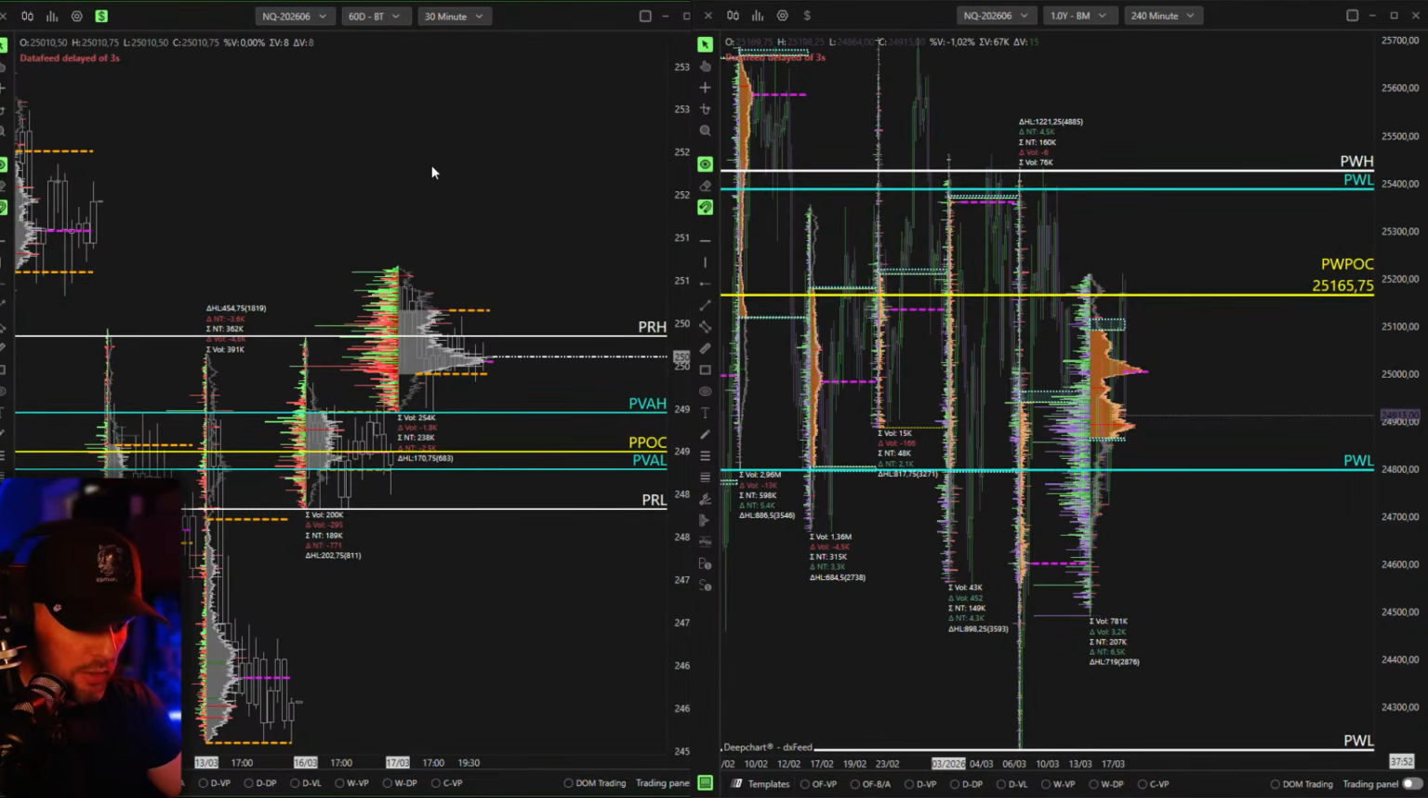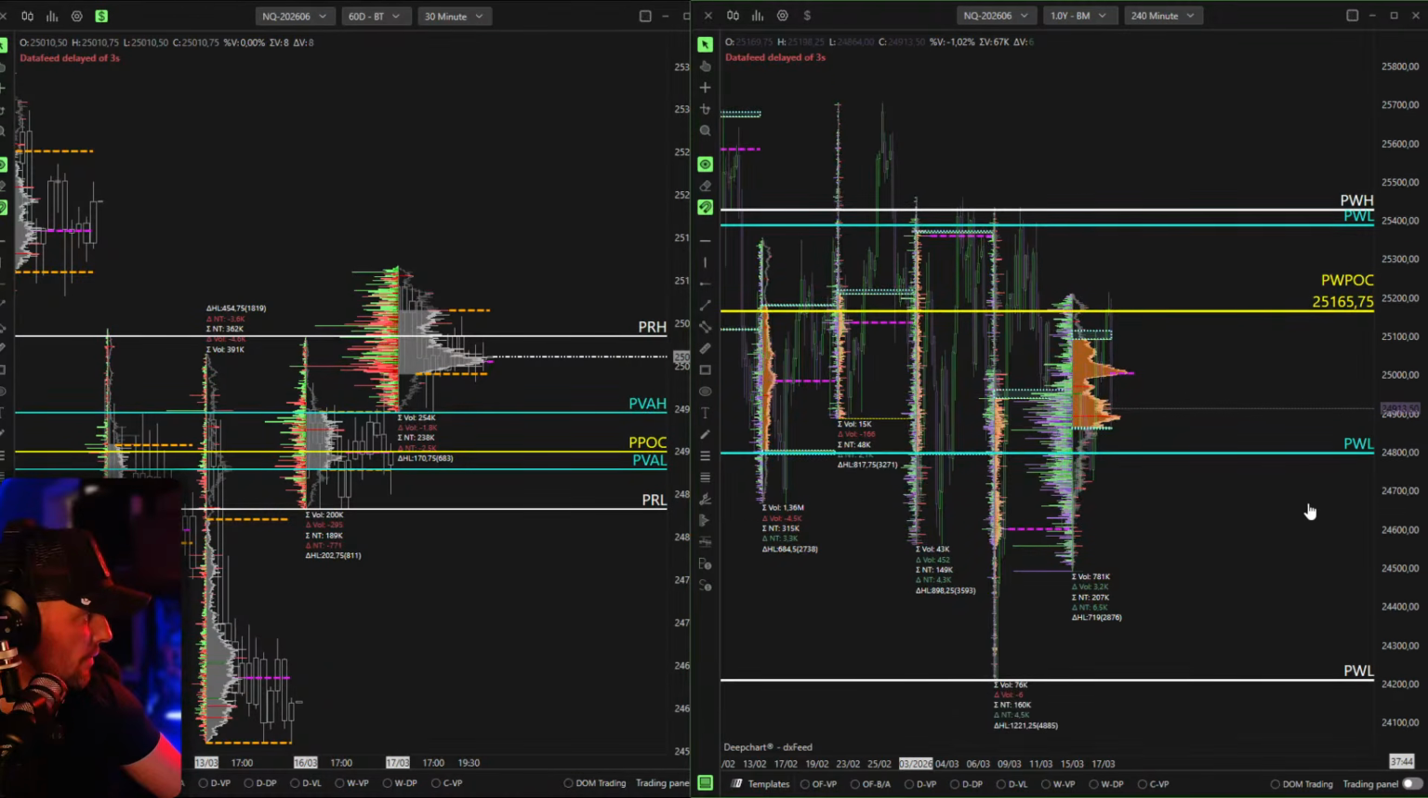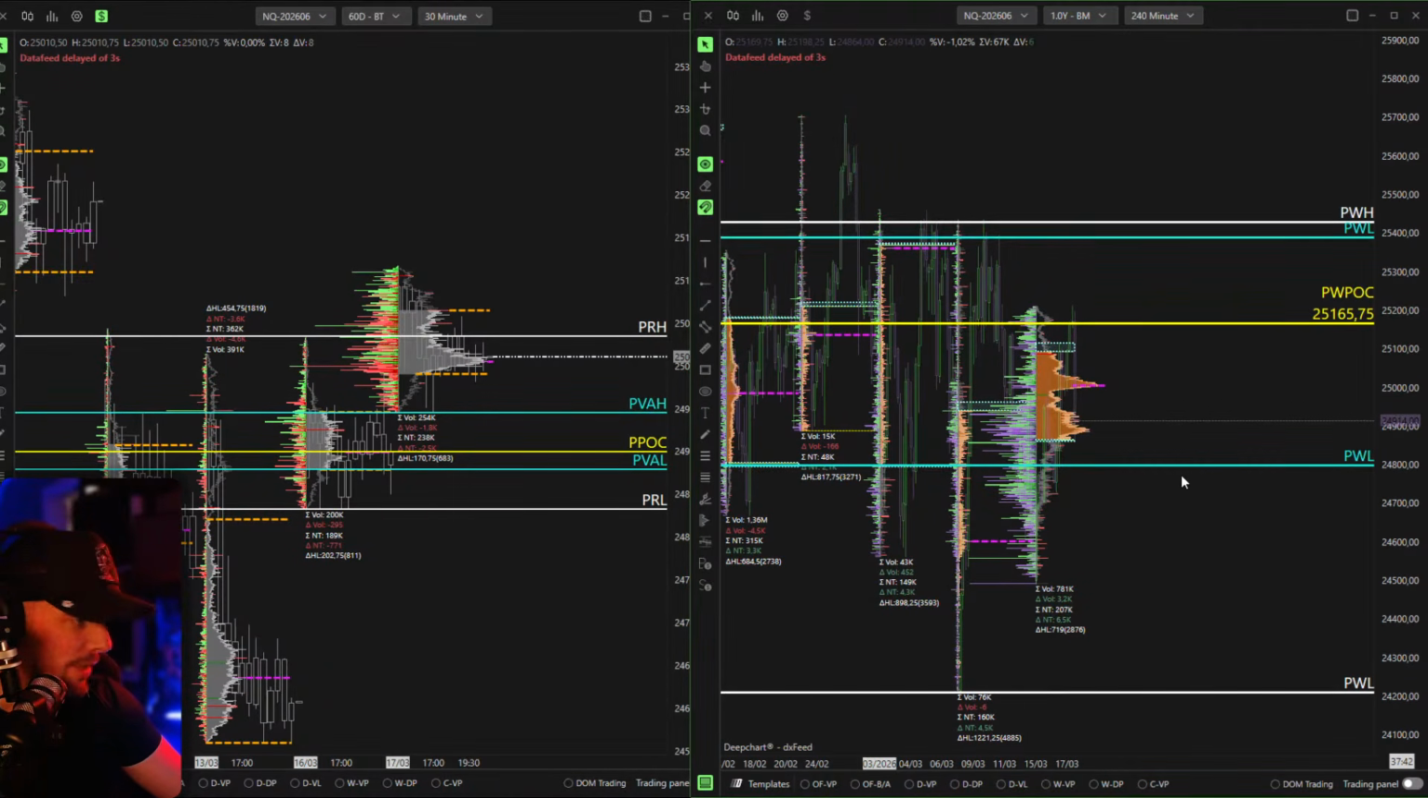All right, no time to lose. Someone's late. I'm straight into some profiles here. So the weekly, we regained value, basically rejected POC from last week. To be seen if we trade towards and or lose or bounce from that weekly value low.